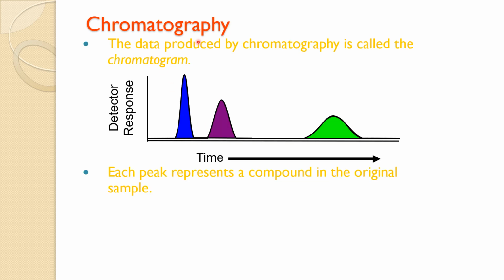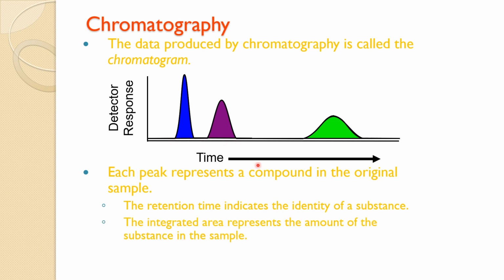In chromatography, the data produced is called the chromatogram. The result which we will see on our recorder is the chromatogram with different peaks. Each peak represents a compound in the original sample. The retention time indicates the identity of the substance, so this time will show the identity of the substance. The integrated area represents the amount of the substance in the sample.